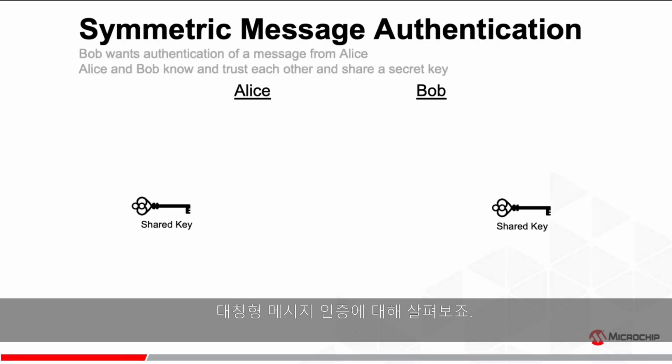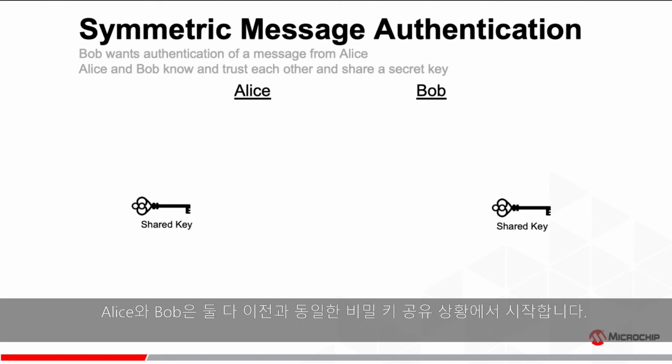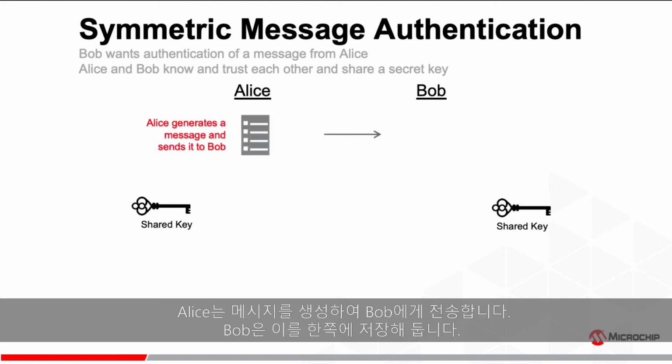Symmetric message authentication. Bob wants authentication that a message came from Alice, and Alice and Bob know and trust each other and share the same key. So Alice and Bob both start off in the same situation as before. They have a shared key between them, or copies of the same key, I should say. Alice generates a message and sends it to Bob.